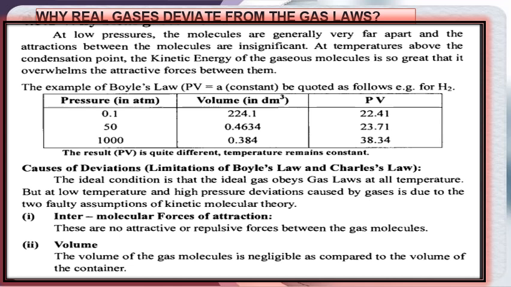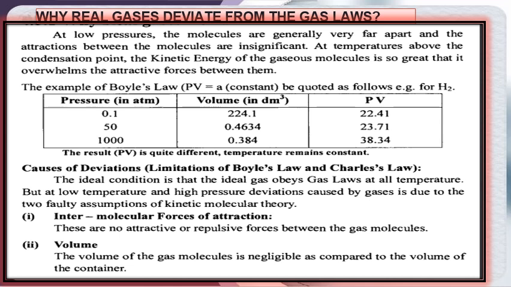Now it is given in the form of a table. Look at this. The example used is of hydrogen. The pressure in atmosphere that has been changed. Suppose three experiments are being done at different values of pressure and the volume. That is calculated. According to the Boyle's law, the relationship has been calculated.